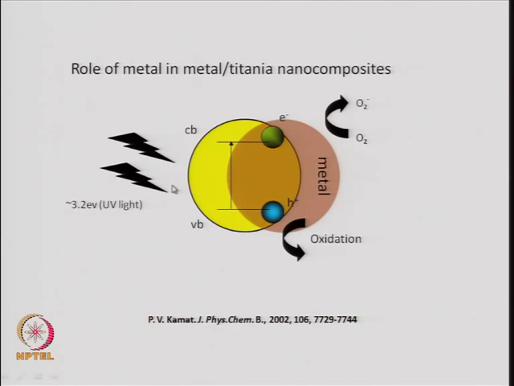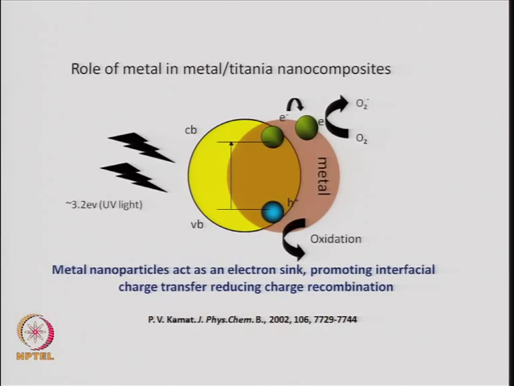In this case, you are not using the visible light, you are using UV light, but you are efficiently removing the electron and hole because of the conduction properties of the metal, and the metal then can quickly reduce some molecule which may be oxygen and give you this superoxide ion. Now, here the metal nanoparticles act as an electron sink as I mentioned earlier, and it promotes interfacial charge transfer, and basically it reduces the probability that the electron created in the conduction band of TiO2 will interact with the hole on TiO2, because the electron is being removed from there. So, the metal is acting as an electron sink.